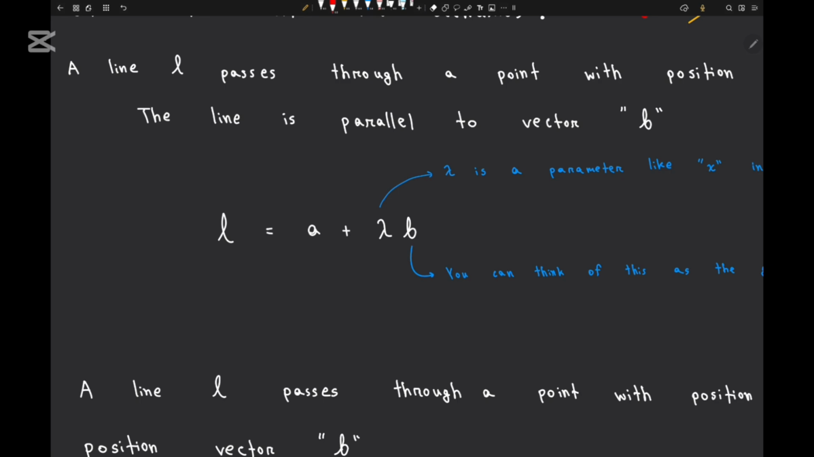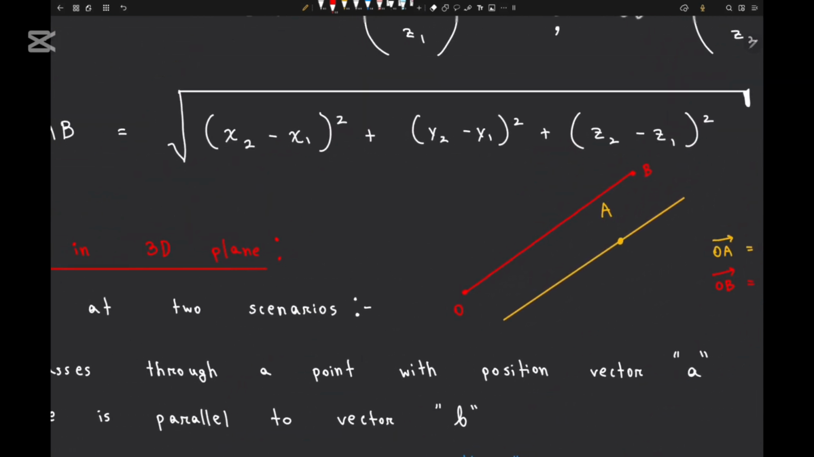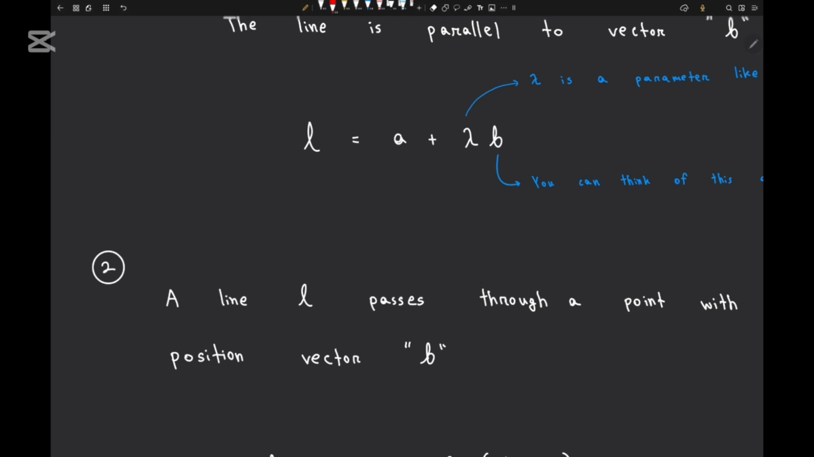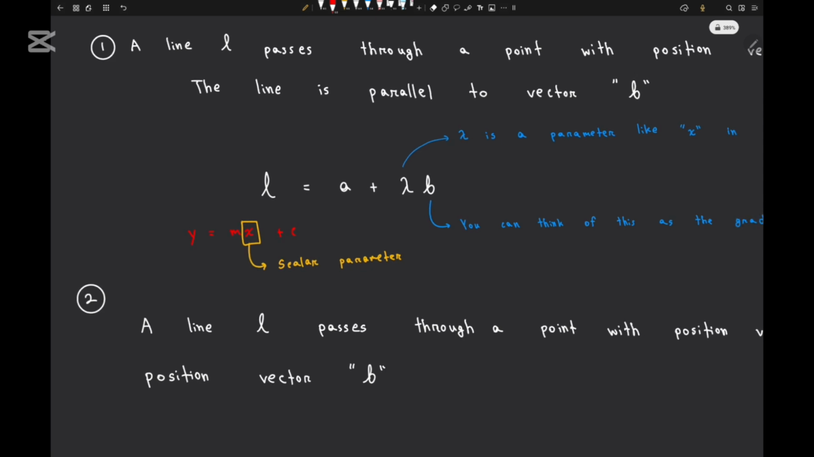Now you can ask, what is a scalar parameter? So if I look at the equation of a line in a 2D plane, it looks something like this: y equal mx plus c. This variable x is known as a scalar parameter. So this lambda is basically the same as x. This is a scalar parameter.